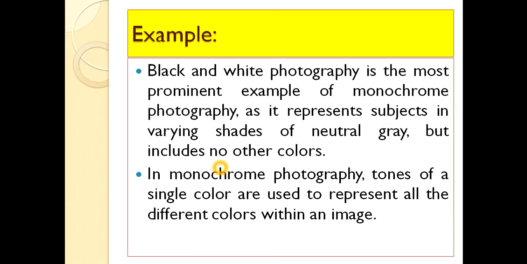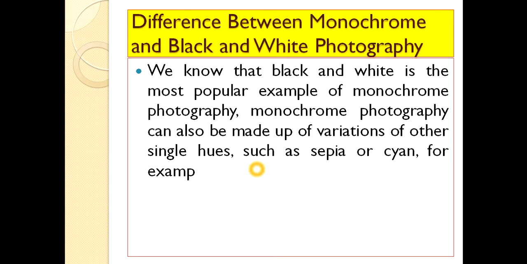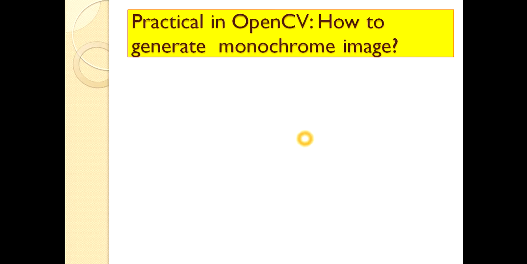About hue, saturation, and value, I have one lecture on that. You can search in my playlist of digital image processing. There you will find about HSV. So this is the difference. Black and white is an example of monochrome, but monochrome images can be obtained with some other method, like separating only single hues. Right. Now let's try to generate one monochrome image with OpenCV.